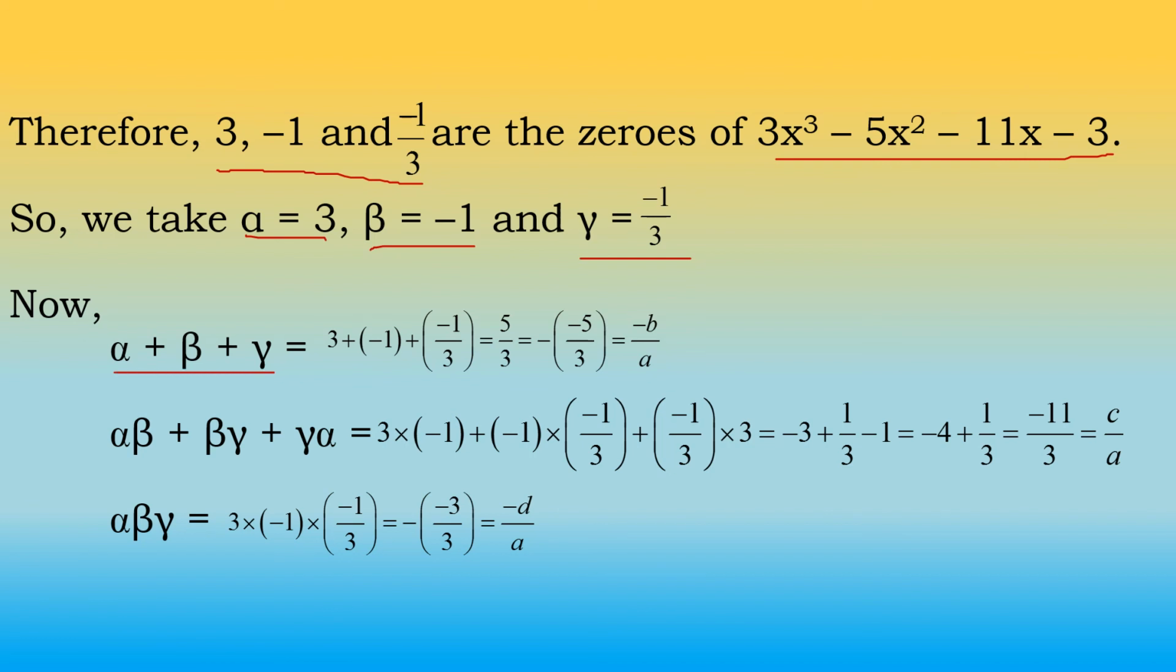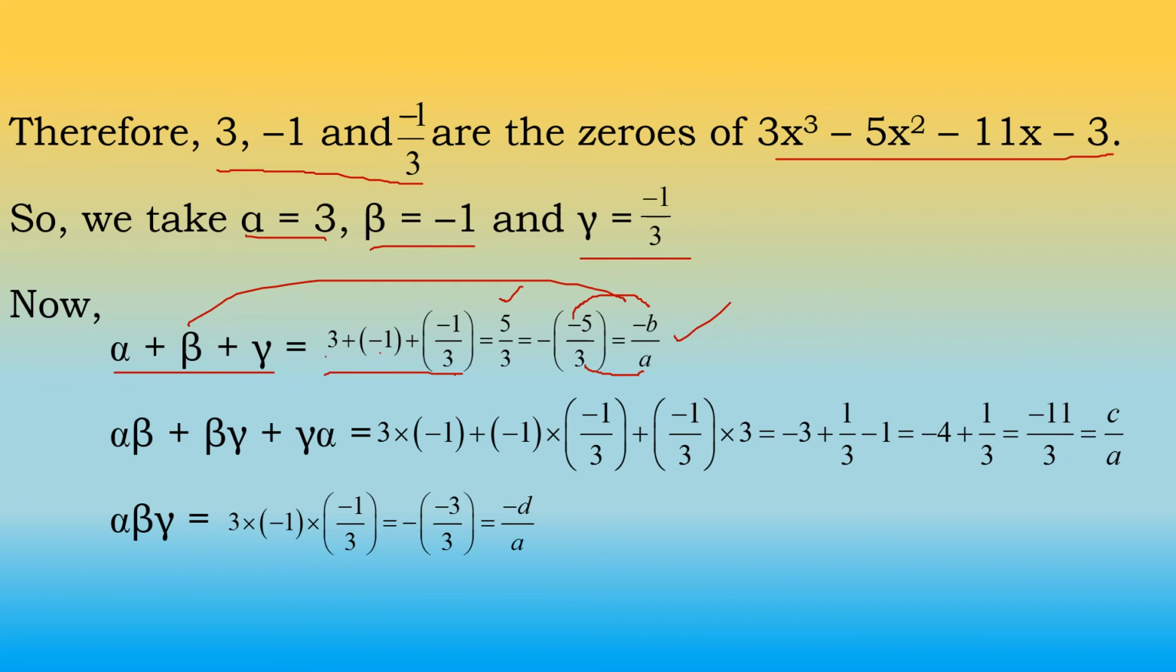Sum of the zeros, alpha plus beta plus gamma. The value of alpha is 3, the value of beta is minus 1, the value of gamma is minus 1 by 3. With the help of LCM, when we add all these three values, we have 5 by 3. 5 by 3 can be written as minus of minus 5 by 3. The value of minus 5 is nothing but B, and the value of 3 is nothing but A. Finally, the sum of the zeros is minus B by A.